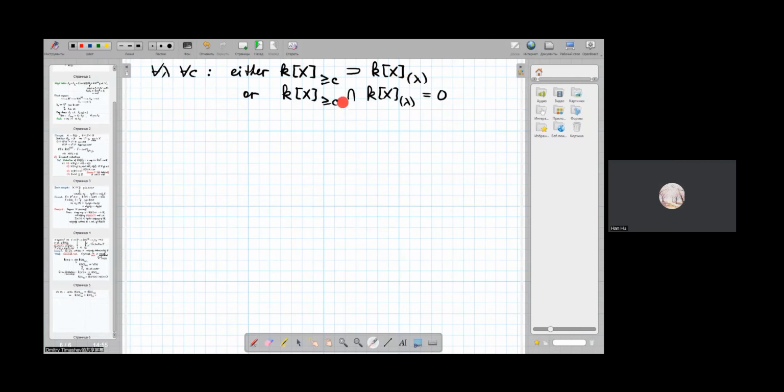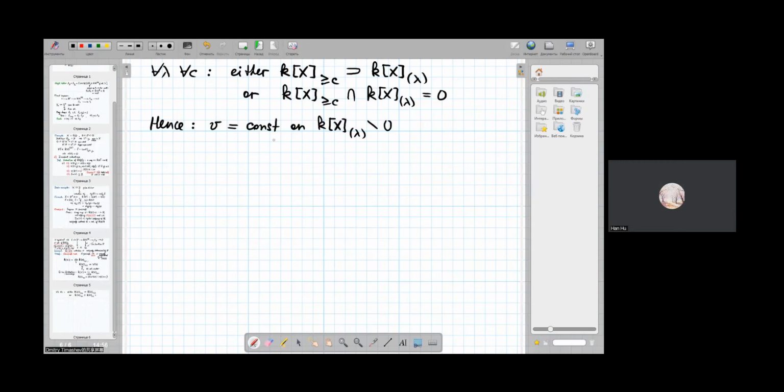So this intersection can be either zero or coincide with the whole space here. That is, we have only two options. Either this guy contains this, or the intersection is zero. In other words, hence, our evaluation V takes a constant value on the whole subspace K of X sub lambda with zero removed.